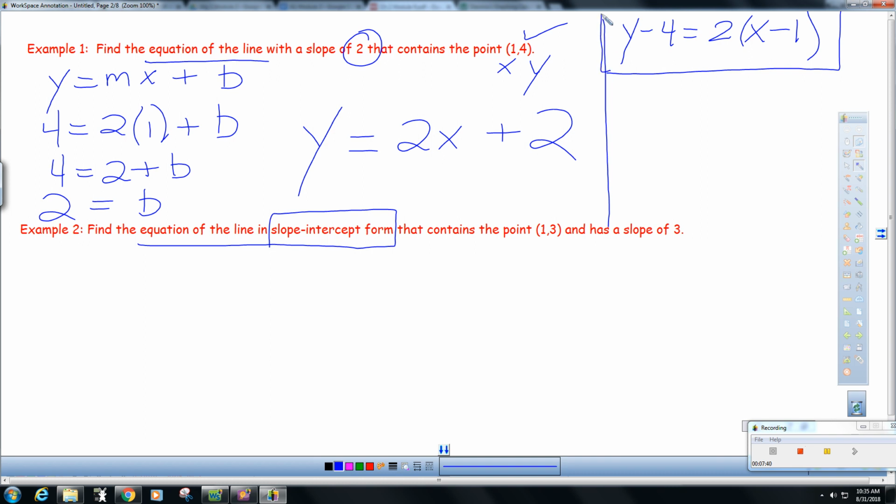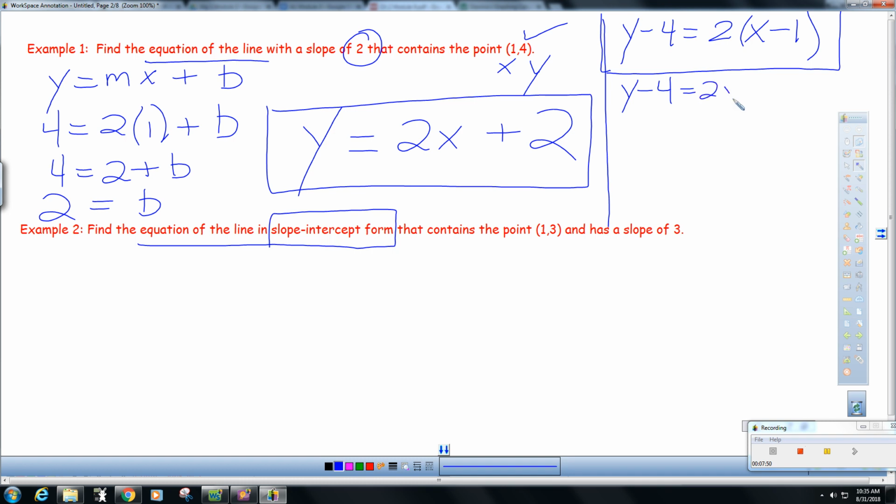Now, you might be asking yourself, what? Those are not the same thing. Yes, they are. Just distribute. Y minus 4 equals 2x minus 2. Let's add 4 to both sides. Y equals 2x minus 2 plus 4. Y equals 2x plus 2.